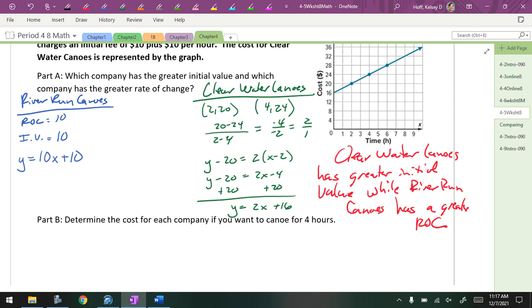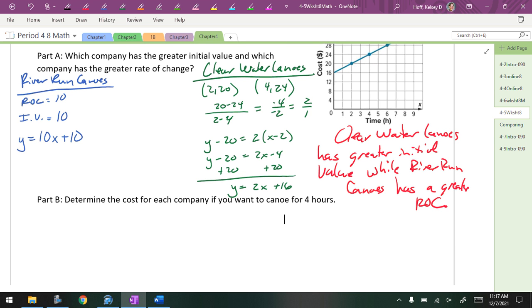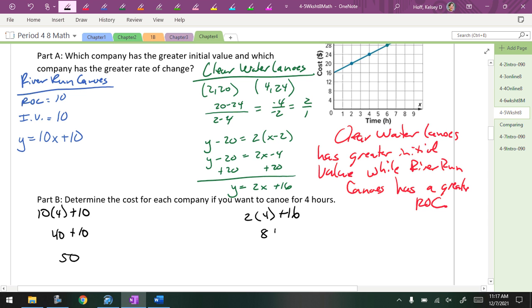Determine the cost for each company if you want to canoe for 4 hours. What do I do here? Plug in 4 for both companies, see what you get. I got 50 and 24. Is that true? So River Run Canoes is 50 and Clearwater Canoes is 24.